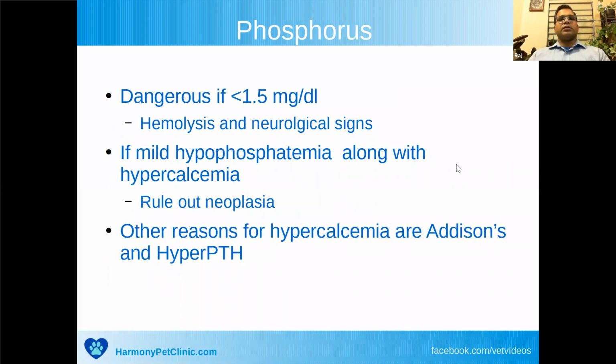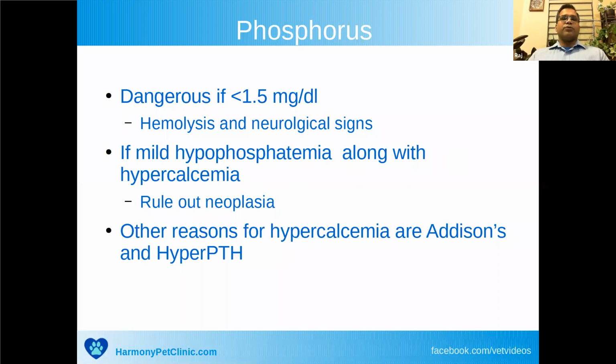Next in renal values is phosphorus. Low phosphorus can be very dangerous. It's needed for stabilization of RBC membrane. So if it is low, it can lead to hemolysis and some neurological signs.